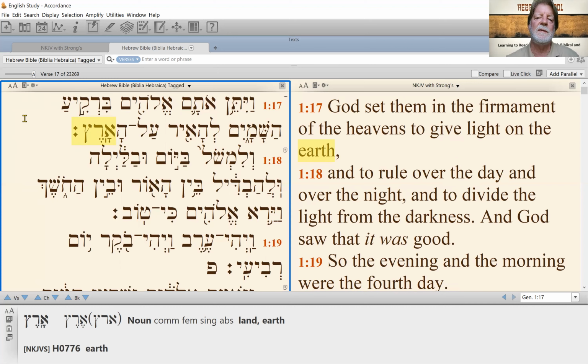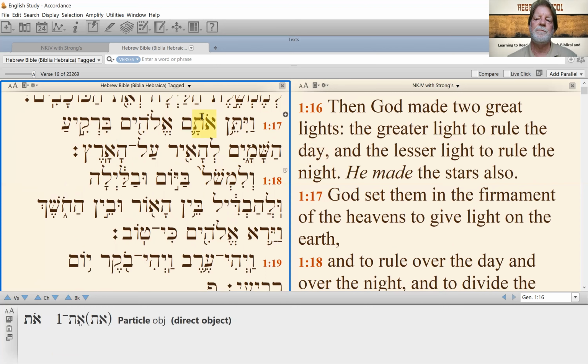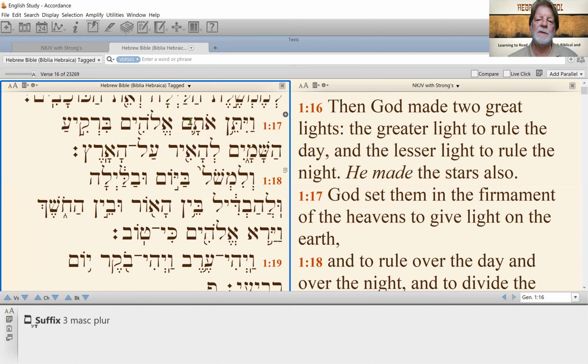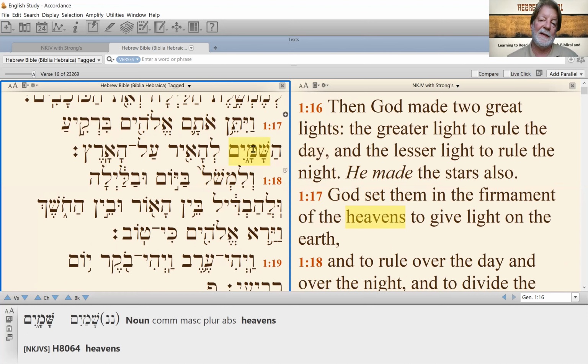Verse 17, Vayeten, and he gave them, he set them, Elohim set them, barakia hashamayim, in the firmament of the heavens. And again, this is not suggesting that the sun is underneath the top surface of the rakia or the atmosphere, but it is seen out there kind of through the rakia, I guess. La'ir, to provide light, al haaretz, upon the earth.